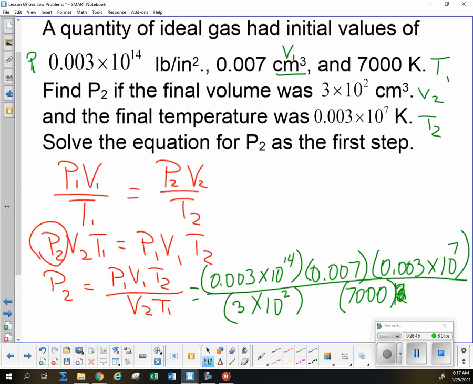And at home, type what you get for your final answer. Try to include your units at home. What will the units be for a final pressure? They're going to match the units for the initial pressure.